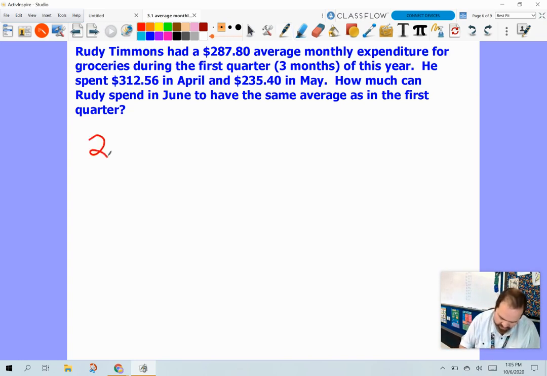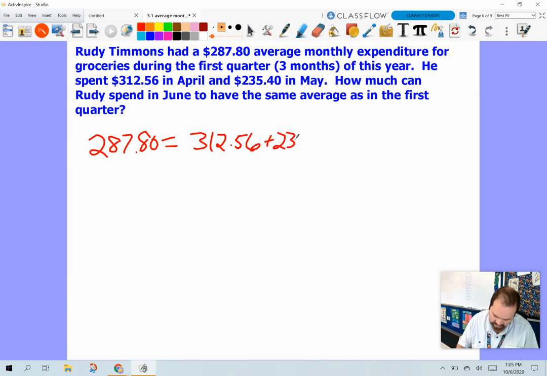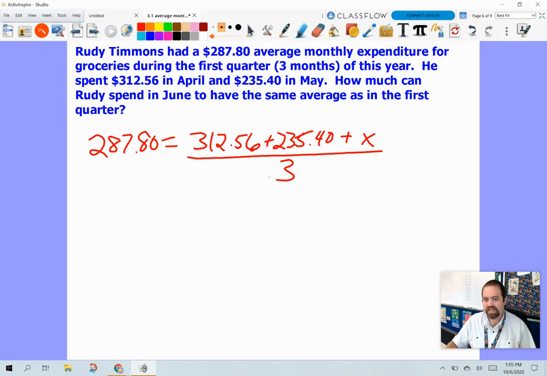So I want my average to be $287.80 for the second quarter, and that is figured out by taking the 2 months that we know, $312.56 and $235.40, and then the 1 month we don't know. So think of your algebra class: your unknown, the thing that you're trying to find, is a variable. The only catch on this, and it's only going to look ugly for a second, is that it is 3 months being added up and divided by 3. So it's going to look like this big nasty fraction for just a hot second, but I'm going to go through the process of solving this thing.